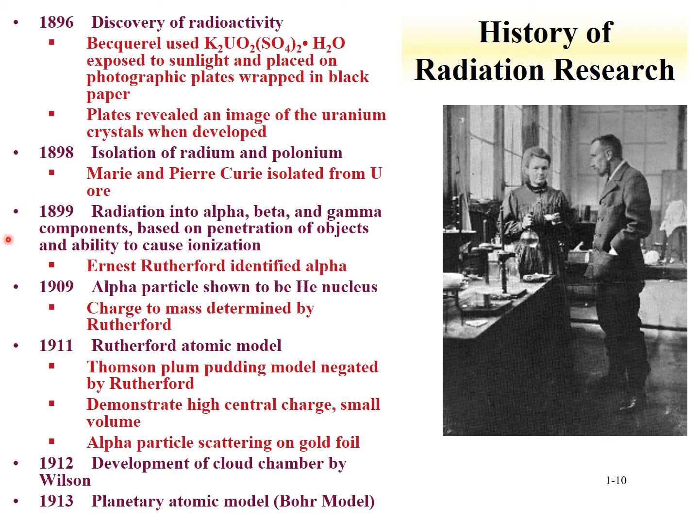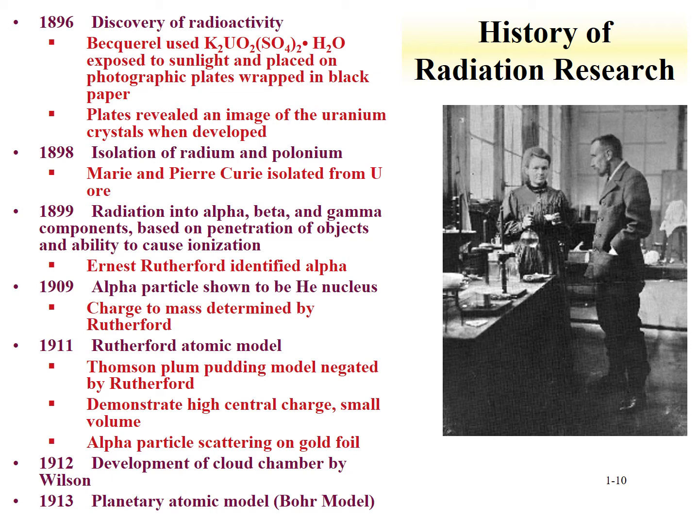Right about the turn of the century, in 1899, Ernest Rutherford identified the alpha particle. The radiation was divided into alpha, beta, and gamma components, based upon the ability of these different radiations to penetrate objects. Alpha penetrated an object the least, beta a little bit more, gamma the most. Alphas could be stopped with a small piece of paper, beta with aluminum foil, and gamma is very difficult to stop.